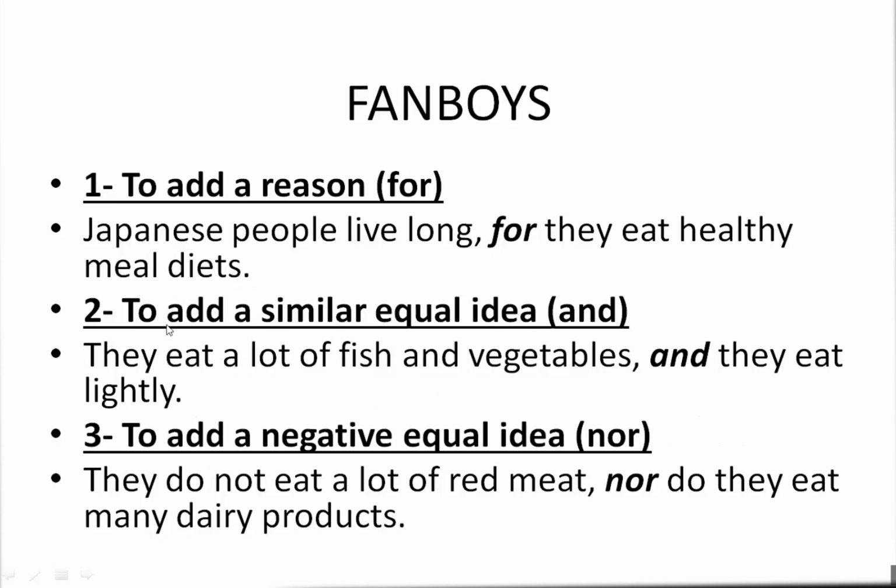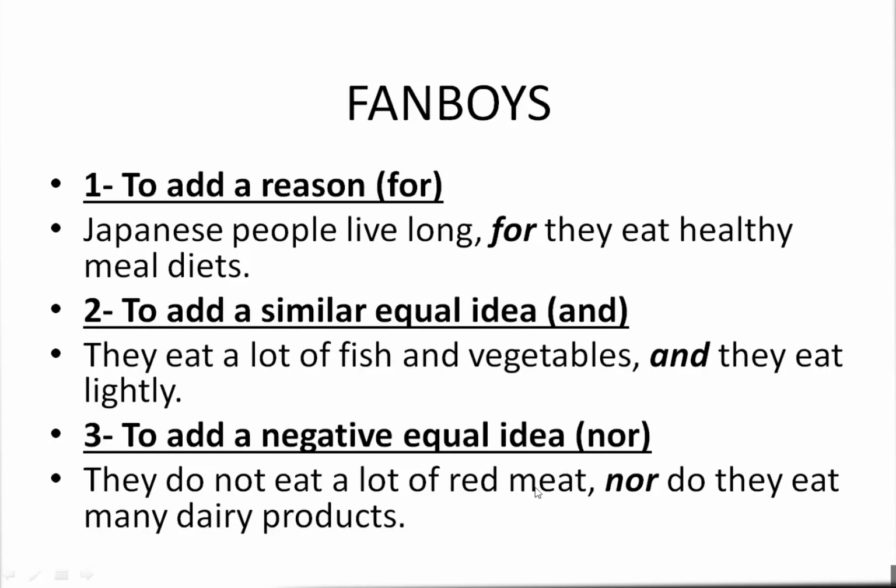Okay. Number 2, to add a similar equal idea, we use the word and. They eat a lot of fish and vegetables, and they eat lightly. So you have an independent clause right here and an independent clause right there. And then you have the word and. So together they make a compound sentence and you have to use a comma. It's basically the same for each one of the fanboys that you have to use a comma before each one of them.